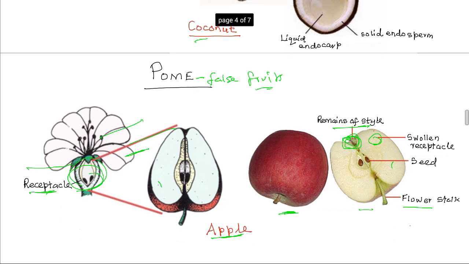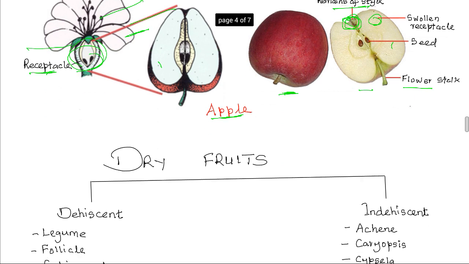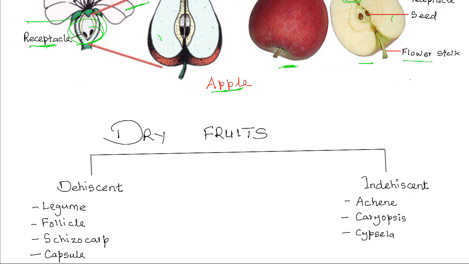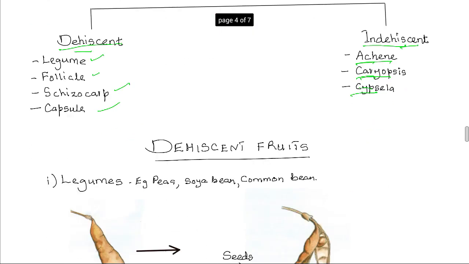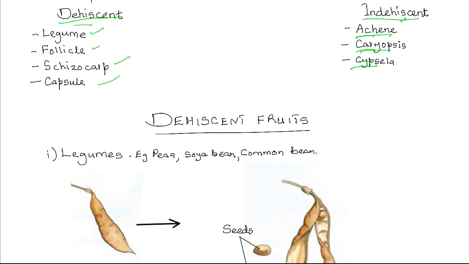Now, let us turn to the dry fruits. As mentioned earlier, there are two categories of dry fruits: the dehiscent, those that split on drying up. That is, the pericarp becomes dry at maturity. It splits or dehisces, releasing the seeds. Examples of dehiscent fruits include the legumes or pods, follicles, schizocarp, and the capsule. The indehiscent, on the other hand, consists of fruits with dry pericarps which never split at maturity. They include the achene, caryopsis, and the cypsela. So we look at examples of each category of dry fruit, starting with the dehiscent fruits.